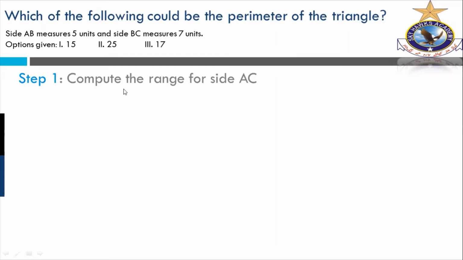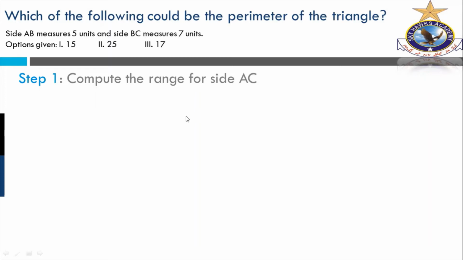So now step one is, please read this step one. Compute the range for side AC. So we are looking for AC because AB is given as 5 units and the length of BC is also 7 units. So we are missing just AC. And these are the options. So we have to calculate the range, that is, what is the range of this AC.